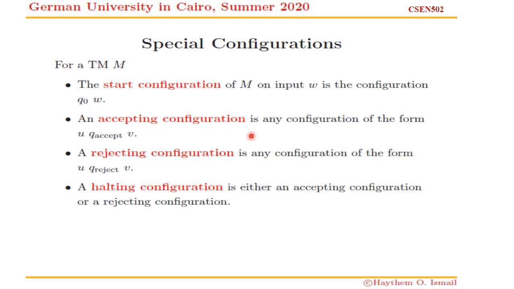An accepting configuration of M is any configuration of this form, any configuration in which the state is Q accept. This is called an accepting configuration. And similarly, a rejecting configuration is any configuration in which the state is Q reject. A halting configuration, which means a configuration in which we know that the Turing machine has halted, is an accepting configuration or a rejecting configuration. Because remember, we said that once the Turing machine enters Q accept or Q reject, it halts. It stops, basically.